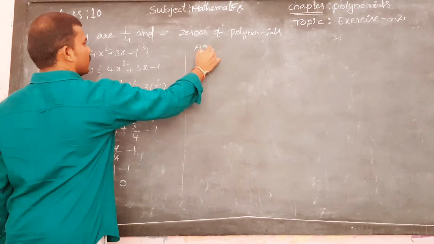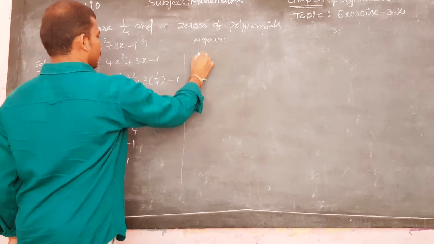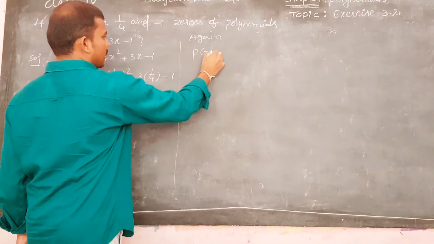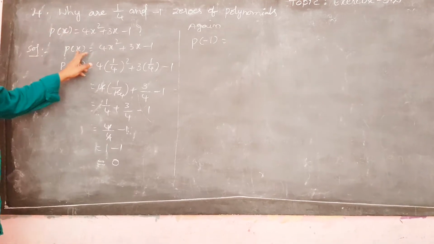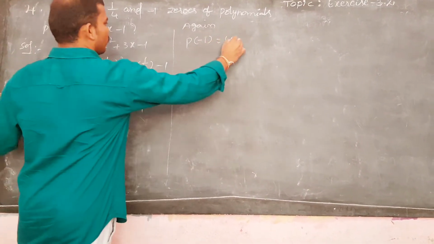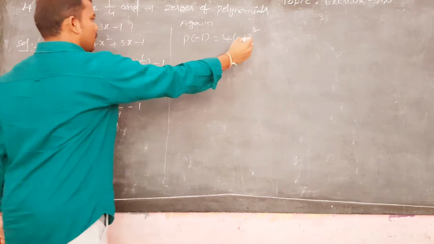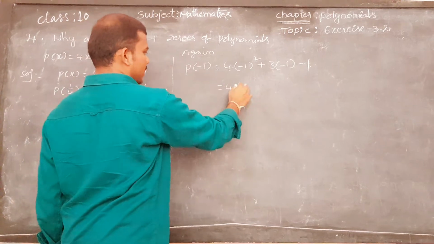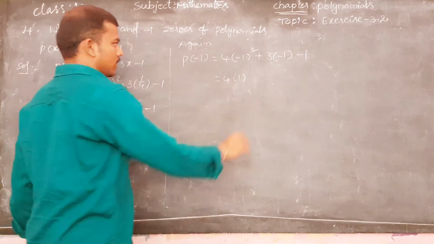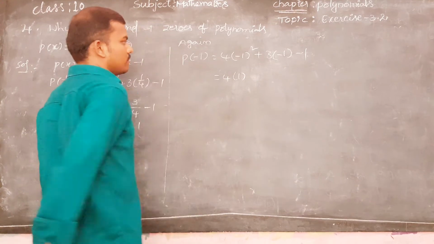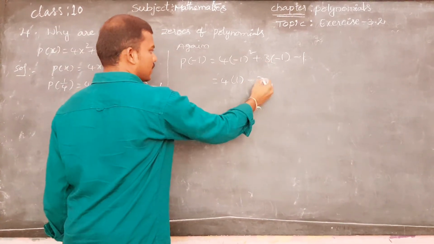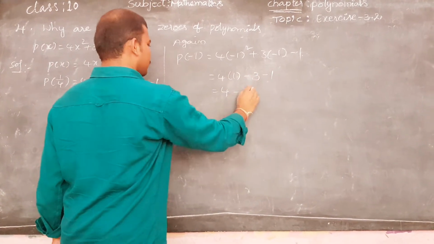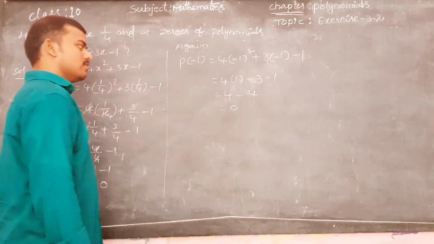And again, in place of x substitute minus 1. p of minus 1 is equal to 4 into (minus 1) whole square plus 3 into minus 1 minus 1. 4 into (minus 1) whole square means 4 into 1, plus 3 into minus 1, which is minus 3, minus 1. So 4 minus 3 minus 1 is 4 minus 4, that is equal to 0.